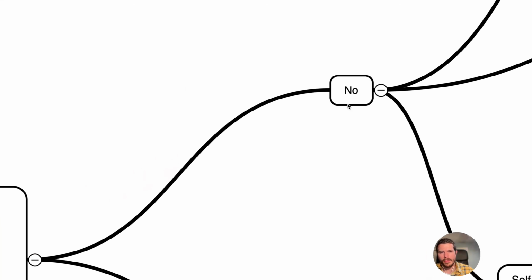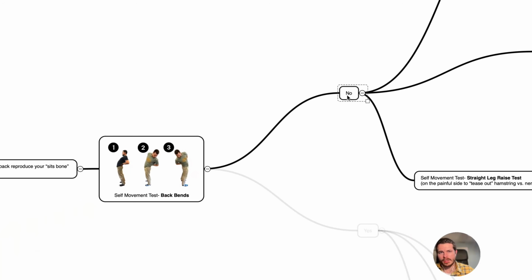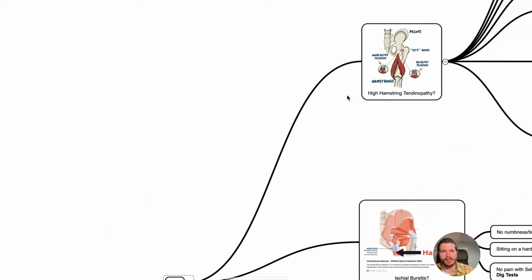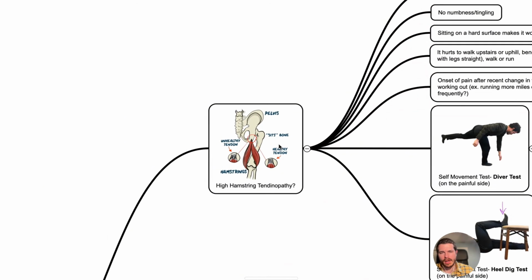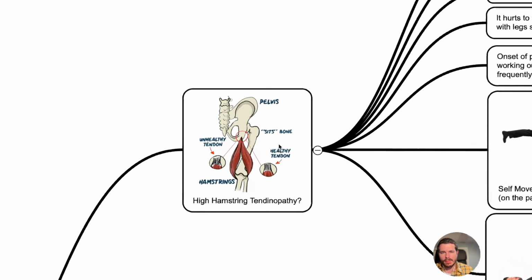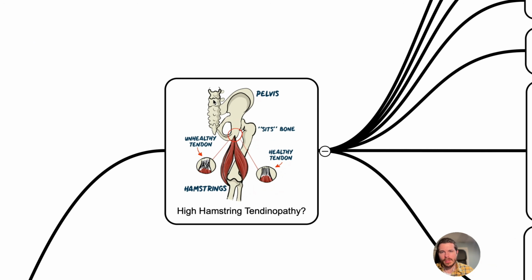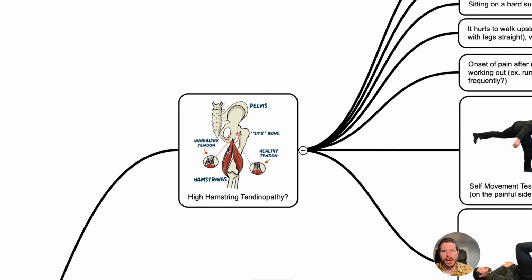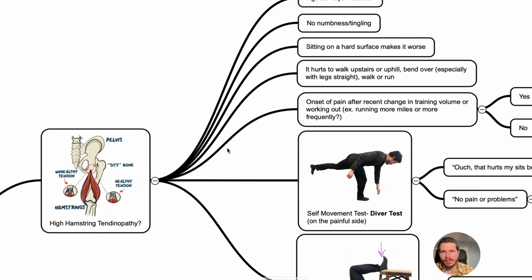No, moving my back does not reproduce my issue. Okay, let's go there. So now, if moving your back does not reproduce the pain in your sits bone, then it's possible you have a problem at the sits bone, not a problem up here. That's why moving my back doesn't cause it. So it's maybe downstream. Could it be a high hamstring tendinopathy? This would be the most likely cause.